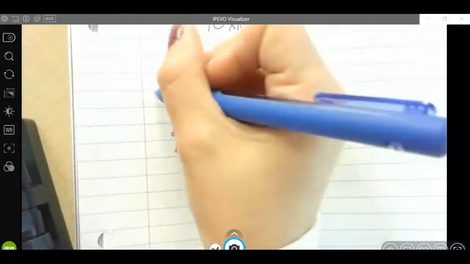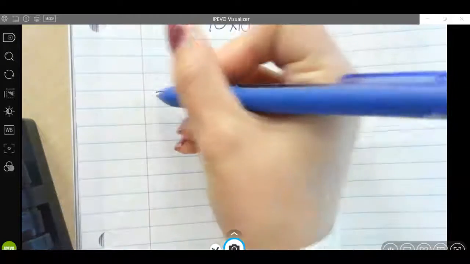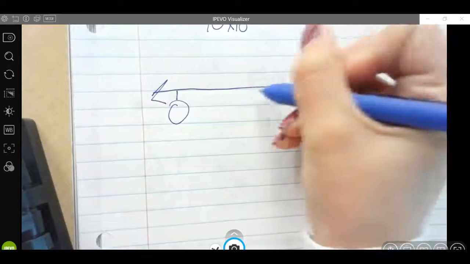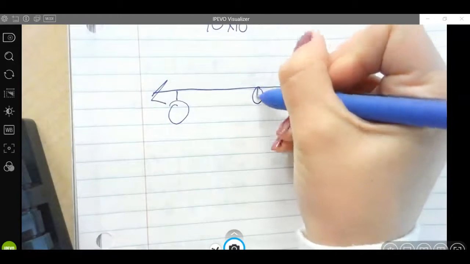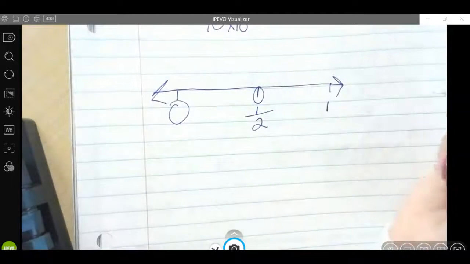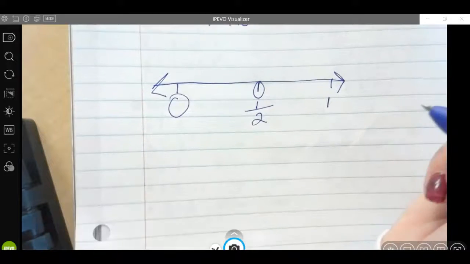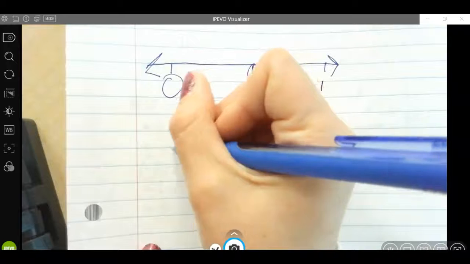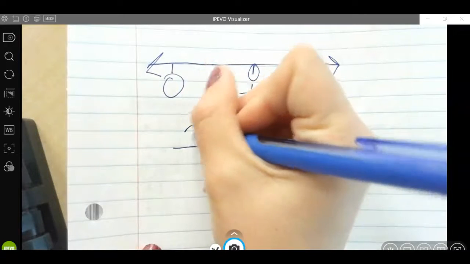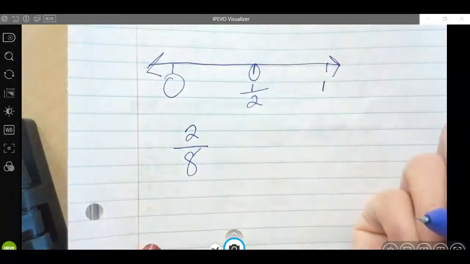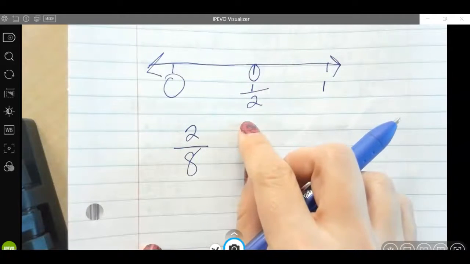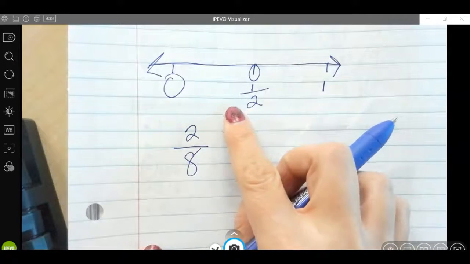Let's do some extra practice on your whiteboard. When we are talking about using 1/2 as a benchmark, here's our number line. I have 0, I have 1. I have right here 1/2 in the middle. If I give you a fraction of 2/8, where is that going to go on my number line? Before 1/2. It's less than 1/2.